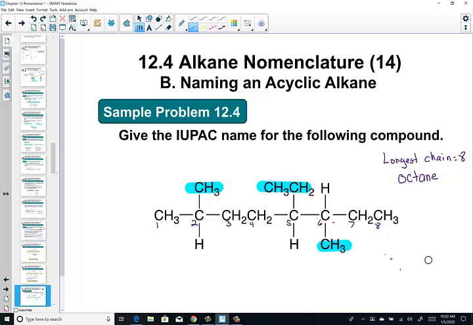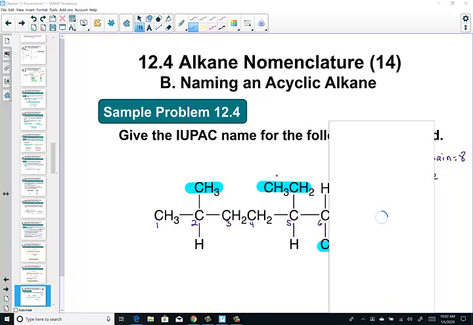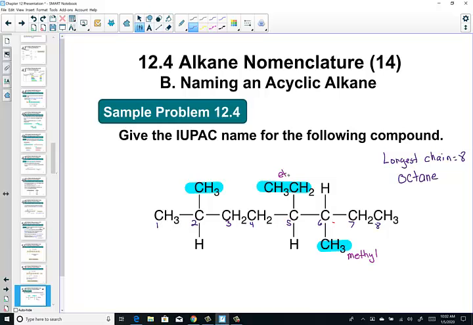Now let's name these. At carbon 6, I see a 1 carbon branch called a methyl. At carbon 5, I see a 2 carbon branch, so it will be called an ethyl. And at carbon 2, we have a methyl. There's no other branching other than what I've highlighted in blue.